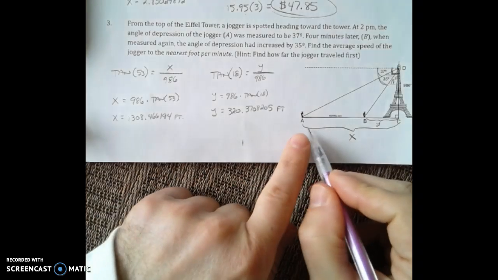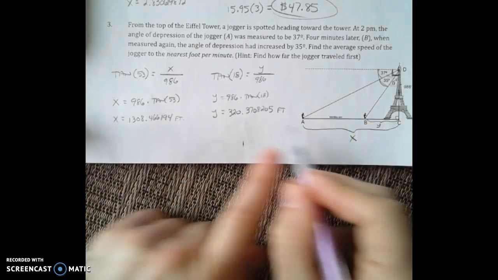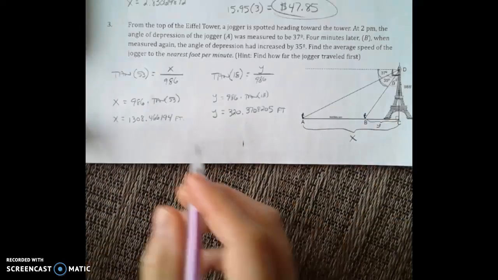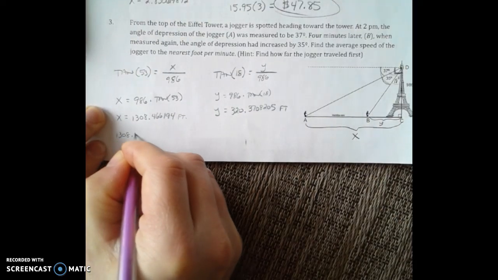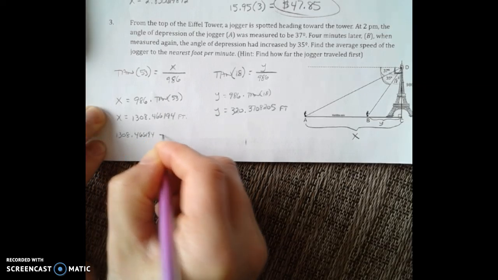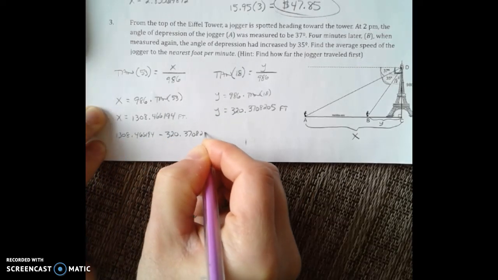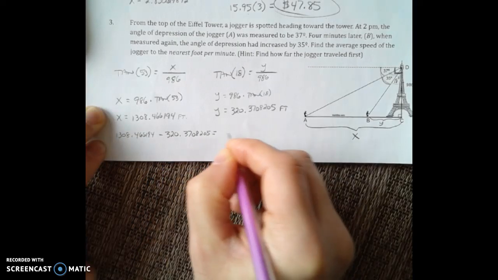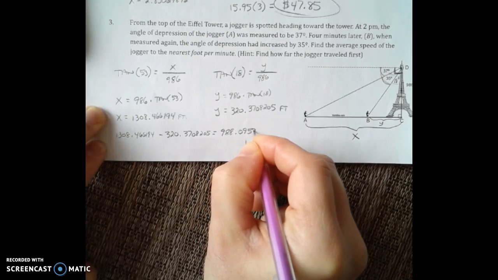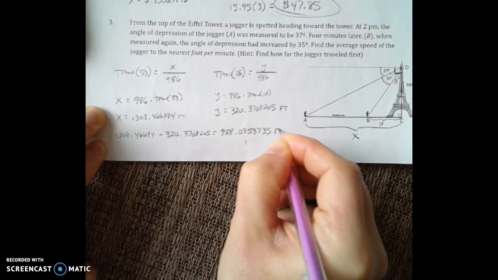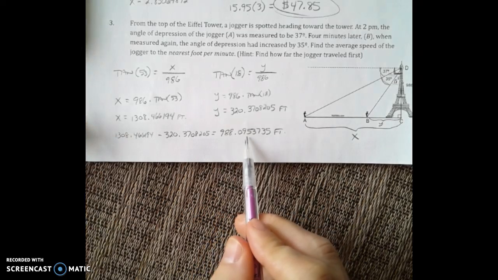Okay, so I need to figure out, well, how far did the jogger go in 4 minutes? So I'm going to take the total distance, which was x, and I'm going to subtract off this distance, y, to figure out the amount traveled. So let's subtract these two numbers, 1308.466194 minus 320.3708205, and that gives me 988.0953735 feet. Okay, that's how many feet the jogger traveled in 4 minutes.